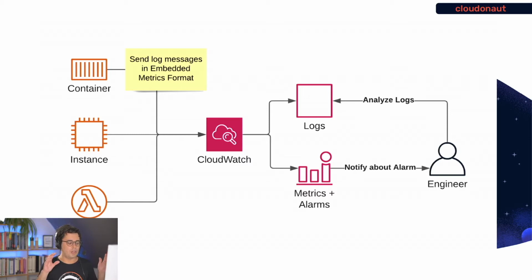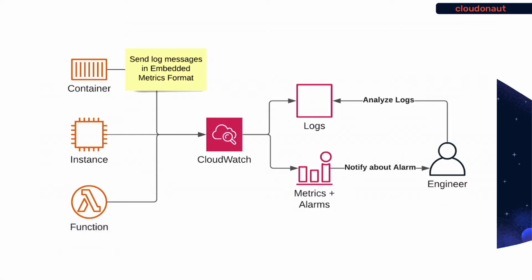When we use the embedded metrics format, we can send log messages from everywhere. You can do it from a container, from any EC2 instance, from a function. You could even do that from on-premises if you really want to. And you send your log messages to CloudWatch logs with the embedded metrics format. Then CloudWatch collects the incoming messages. It stores them in CloudWatch logs, but it also creates custom metrics with the data that you have defined in the embedded metrics format.